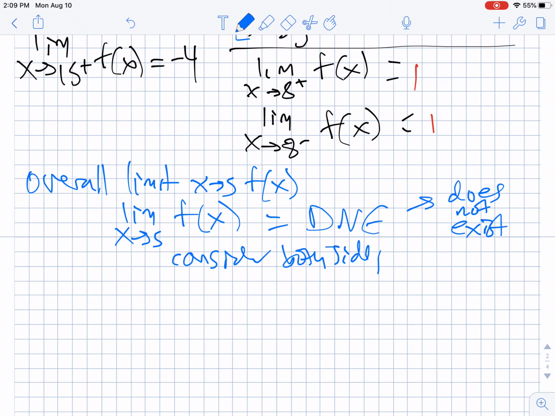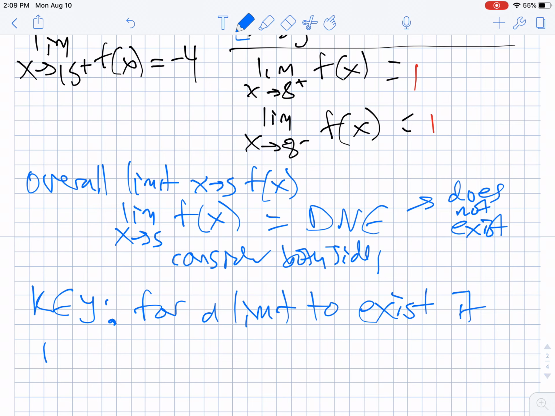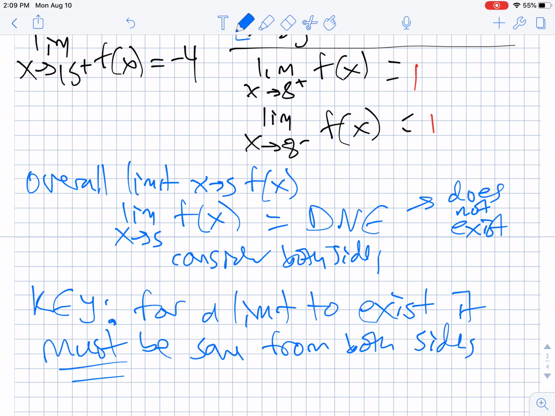Okay, and that gives us our second key point of today's lesson: for a limit to exist, it must be the same on both sides. It must be the same from both sides. And when someone asks you to consider a limit, you should really be considering what's happening on both sides, whether that's a piecewise function, a graph, something like that.